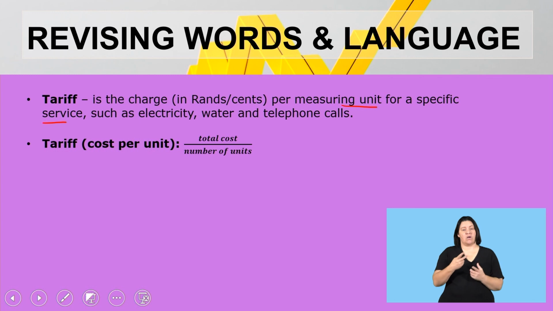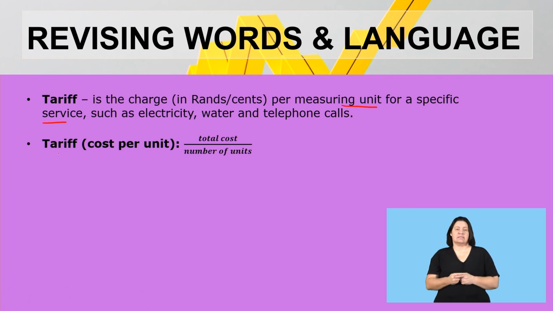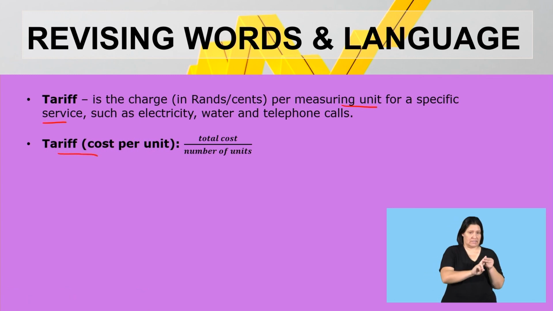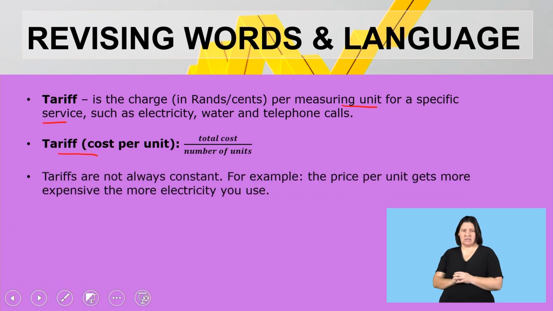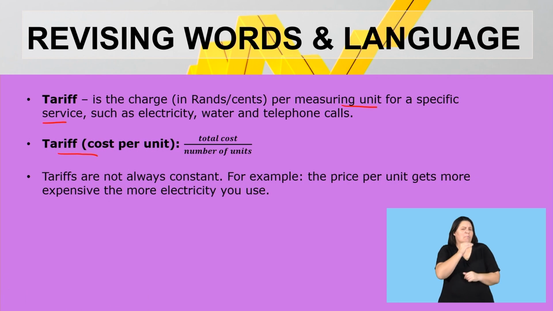Also, what is the formula we can use to calculate a tariff? To calculate the tariff, that's your cost per unit, we take the total cost and divide that by the number of units. I'm going to repeat that. To calculate the tariff or the cost per unit, we take the total cost and divide that by the number of units. And then we're also saying here, tariffs are not always constant. What do I mean by that? For example, the price per unit gets more expensive the more electricity that you use. So therefore, it's not always constant.